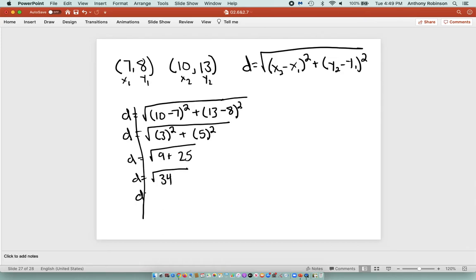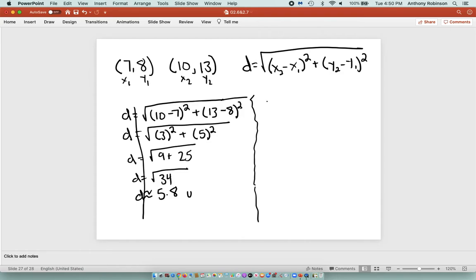D equals the square root of 34, so D is approximately 5.8. The distance between (7, 8) and (10, 13) is approximately 5.8 units. Now I told you earlier that you could switch it and it doesn't really matter. The reason you can do that is because 10 minus 7 is 3, and 7 minus 10 is negative 3. 3 squared and negative 3 squared are both 9, which means since we're squaring these values, you're going to get the same positive answer regardless of which one you put in.